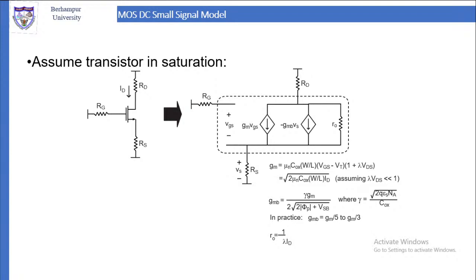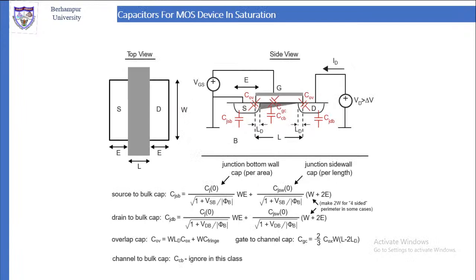In practice, mostly you will use gmb is equal to gm by 5 to gm by 3. Between these two extreme values, you can take any value. Lower is gm by 5, upper is gm by 3. Then r0 is equal to 1 by lambda ID. That is the value of r0.